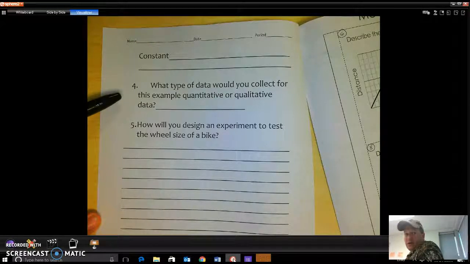Good. Next, take a look at number 4. What type of data would you collect for this example? Quantitative or qualitative data? Write your answer on the line.